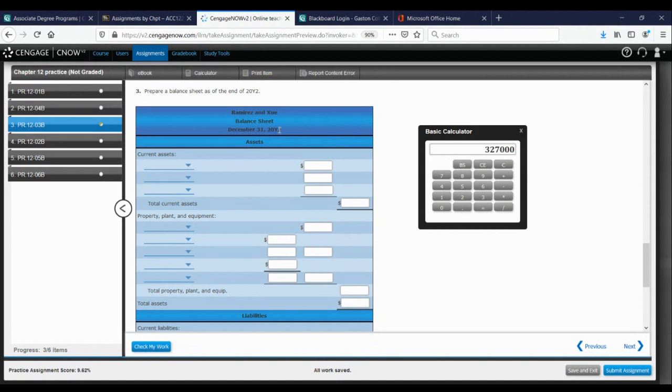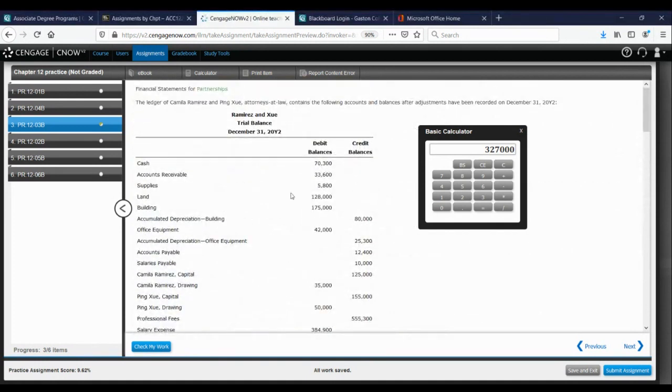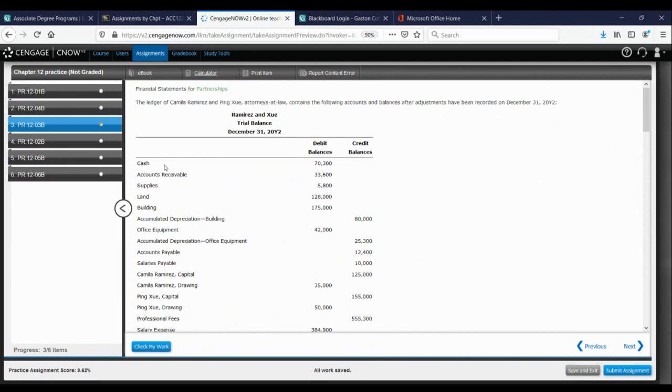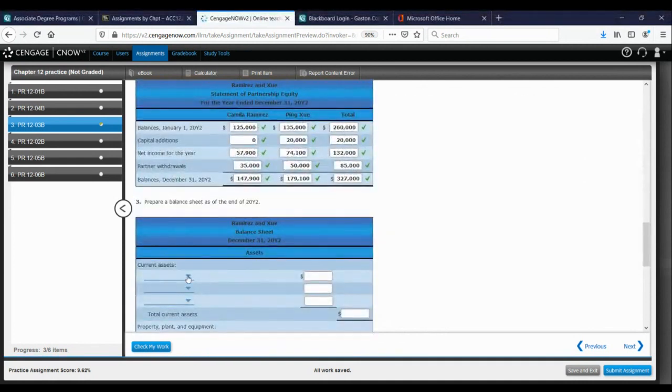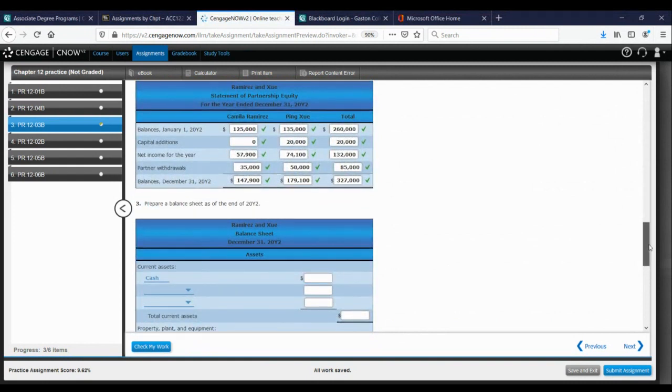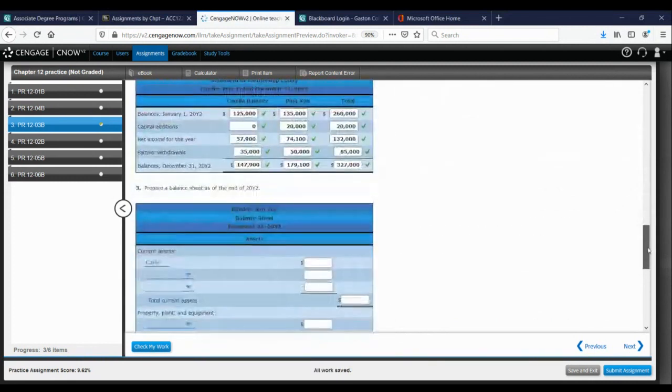We're going to start by preparing a balance sheet as of the last day of the accounting period, and we're going to start with our current assets. And according to the amounts that they gave to us for our cash account, we had $70,300 at the end of this period. So cash is going to be our first current asset that we list. $70,300.